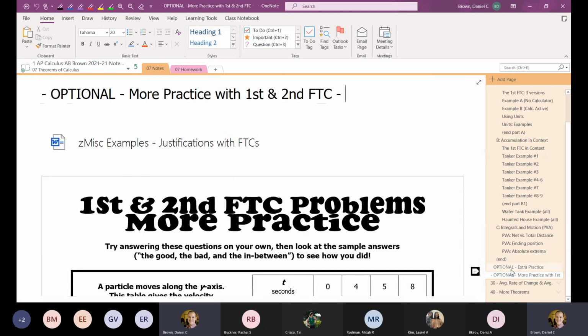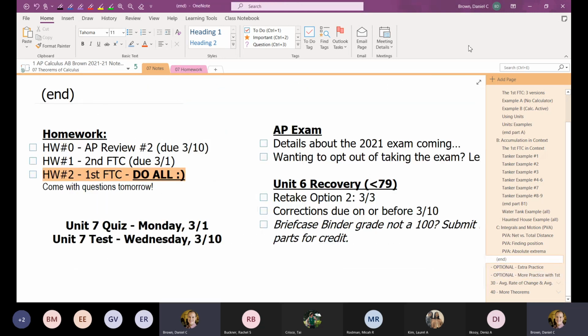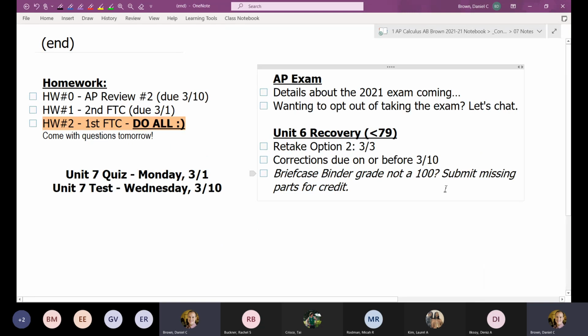But again, all I want you to focus on right now is getting that homework done. You need to have the practice with this stuff, and then show up to class tomorrow with a bunch of questions. Other than that, I have nothing else to add. I will let y'all go ahead and get started on that.